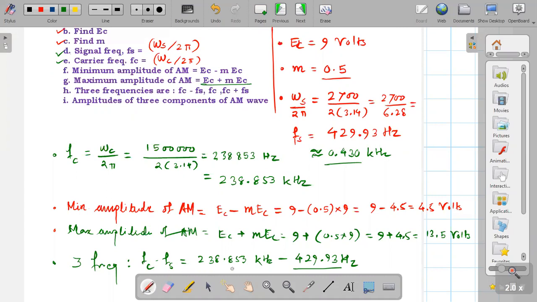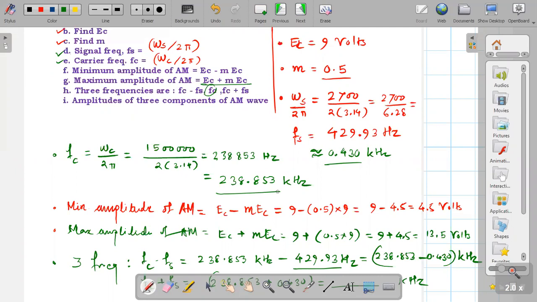Then note down here. This is equal to 238.853 minus 0.430, unit kilohertz. Then similarly find fc plus fs. That is 238.853 plus 0.430, again in kilohertz. And you have that fc, which is 238.853 kilohertz. And then please draw the frequency spectra.